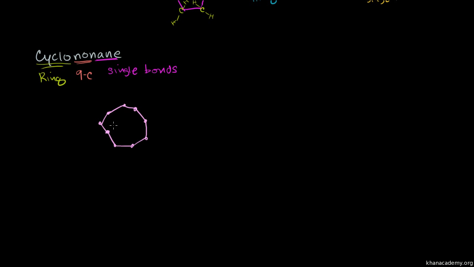So that is in a cycle, it's in a ring. I have 9 carbons, and they're all single bonded. So this is cyclononane, although there's probably better ways to draw that ring right there.